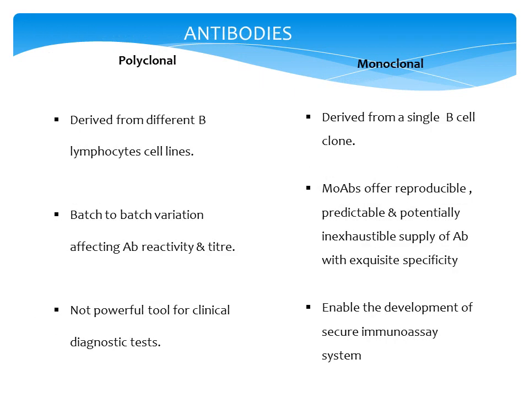Let's see the difference between polyclonal and monoclonal antibodies. Polyclonal antibodies are derived from different B lymphocyte cell lines, whereas monoclonal is derived from a single B cell clone. In polyclonal, batch-to-batch variation affecting antibody reactivity and titer occurs, whereas monoclonal antibodies offer reproducible, predictable, and potentially inexhaustible supply of antibodies with exquisite specificity. Polyclonal is not a powerful tool for clinical diagnostic tests, whereas monoclonal enables the development of secure immunoassay systems.